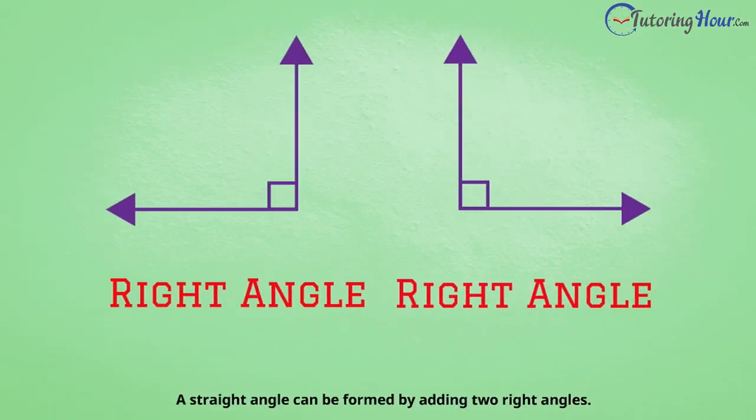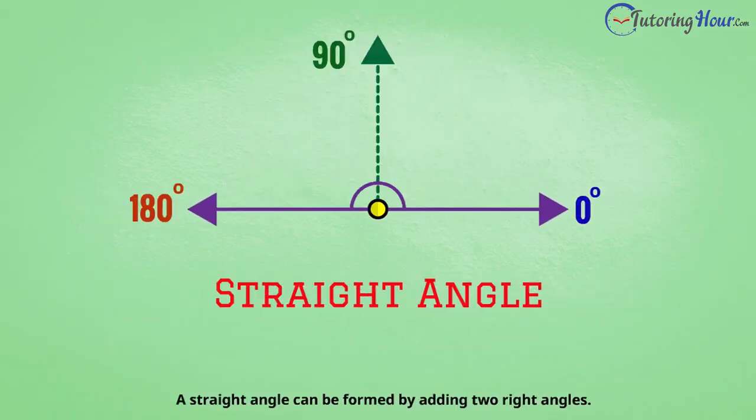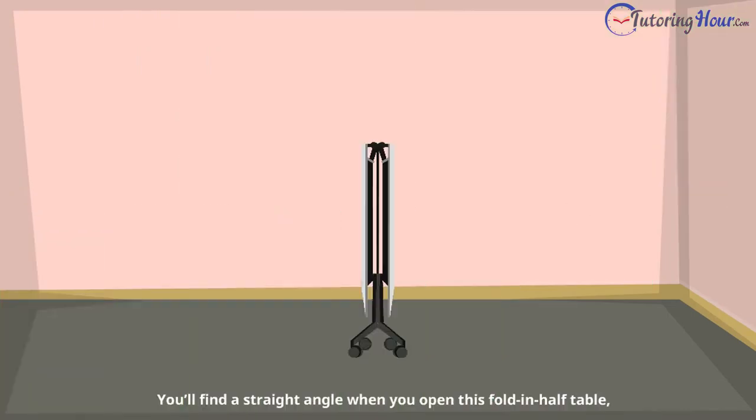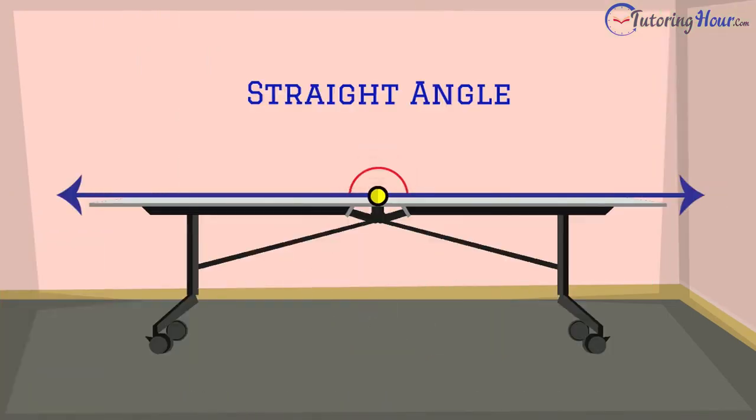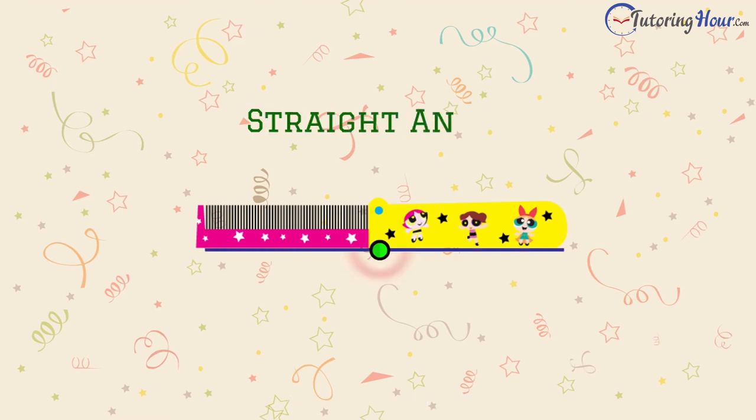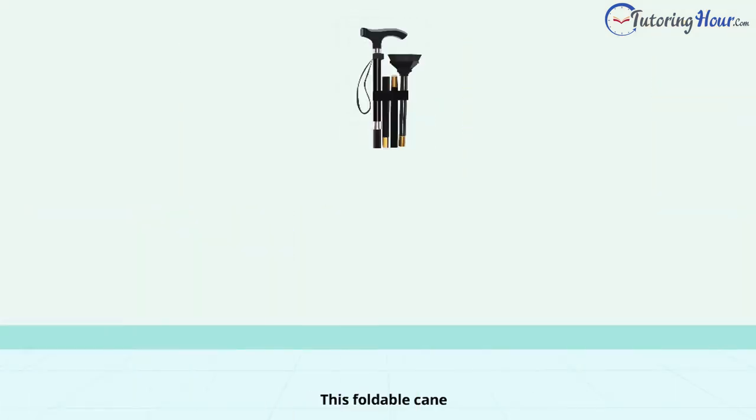A straight angle can be formed by adding two right angles. You'll find a straight angle when you open this fold-in-half table, or this compact hairbrush. This foldable cane has one too.